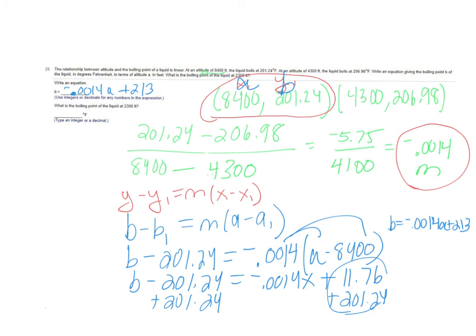All right, so if we are told that the boiling point is this, that means we're going to say, what is the boiling point if the liquid is at 2,300 feet? So this is the a, the altitude. And so we want to figure out the boiling point. So the boiling point is negative 0.0014 times 2300 plus 213. And so that just becomes a calculator problem. And our answer for the boiling point should be 209.78. And that is degrees Fahrenheit.